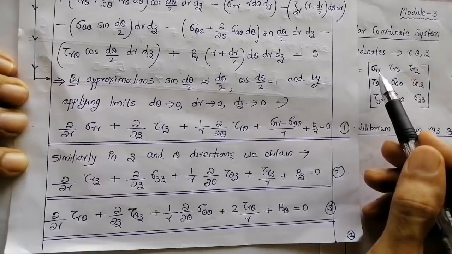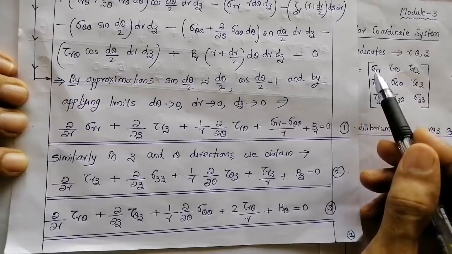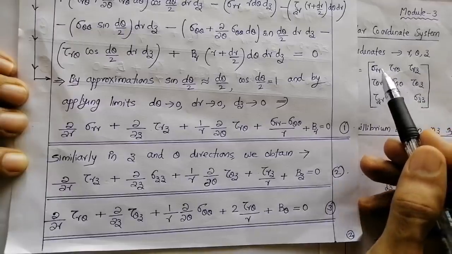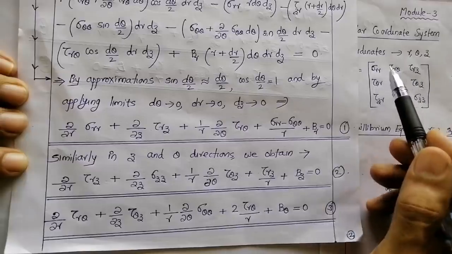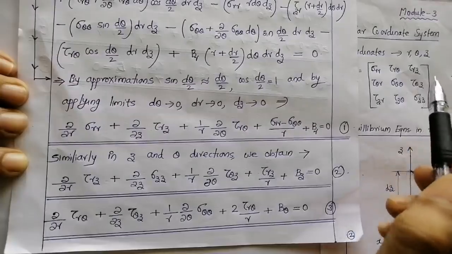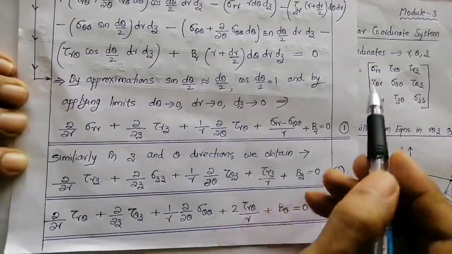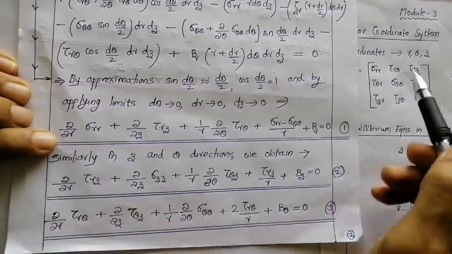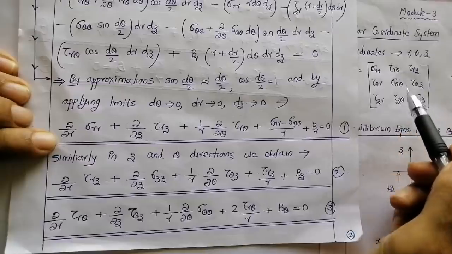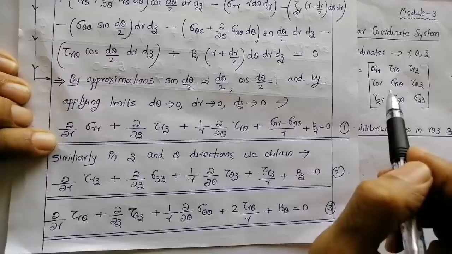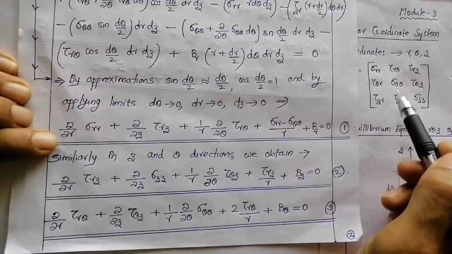Let us apply the derivatives in the respective elements. I am applying dou by dou r here, dou by dou theta here, dou by dou z here. I have written in the order r, theta, z. So, let us take the equilibrium equation in r direction. Dou by dou r of sigma rr plus, now for all the three directions, for the second element you have to multiply with a 1 by r. You will come to know while explaining the equilibrium equation in theta and z direction.